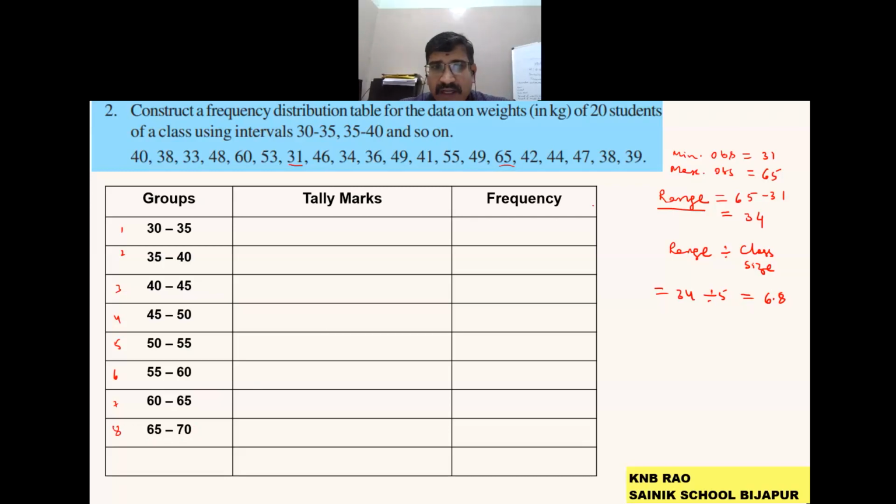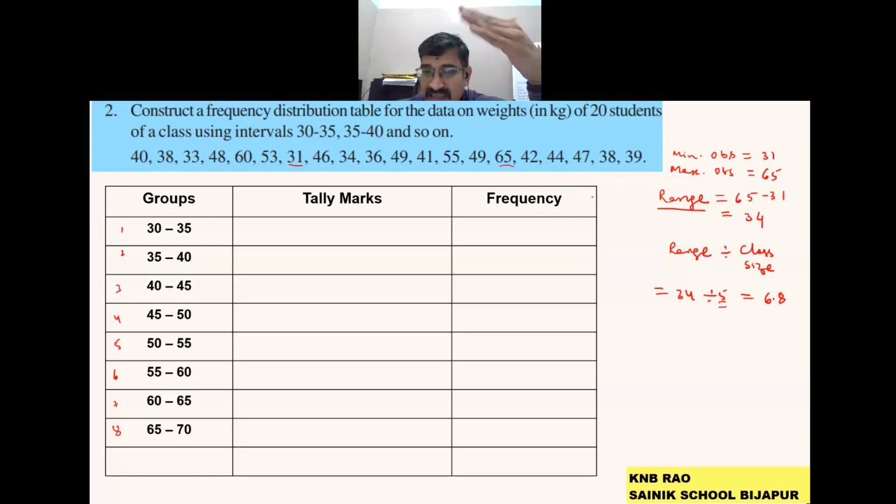You have already done tally marks. Did you take class size as 5 only, sir? Okay, it is not necessary that I must take 5 only. It can be 10, it can be 3, or it can be 2. If you take 10, we will need fewer class intervals. But in the given question itself they asked us to take 30 to 35, 35 to 40, and so on, so I am forced to take class size as 5. If it is not given, it's up to you to decide.